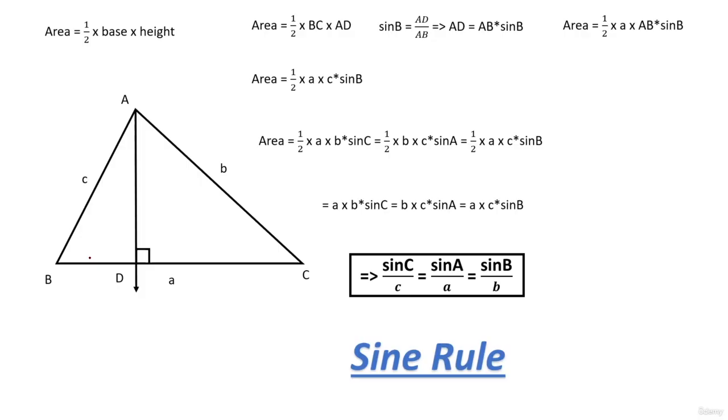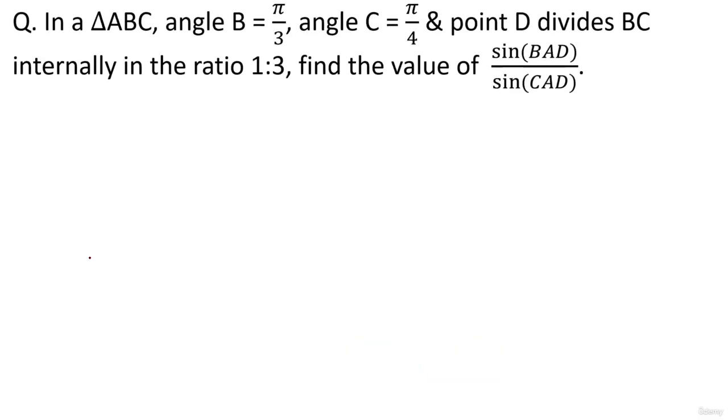Okay, now let's go on to our question based on this. In a triangle ABC, angle B is pi by 3, angle C is pi by 4, and point D divides BC internally in the ratio 1:3. Find the value of sine of angle BAD upon sine of angle CAD.